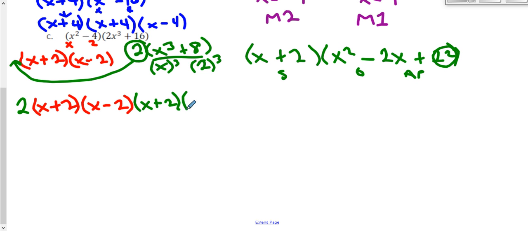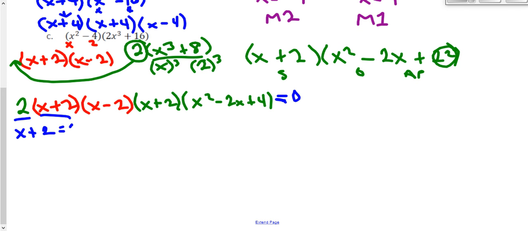When I set these equal to 0, we're going to see that first and foremost, 2 can never equal 0. So that 2 all the way up in the front does not give me a factor. X plus 2 could equal 0, though. If x plus 2 equals 0, then x equals negative 2. And that happens once and twice. So that has a multiplicity of 2.